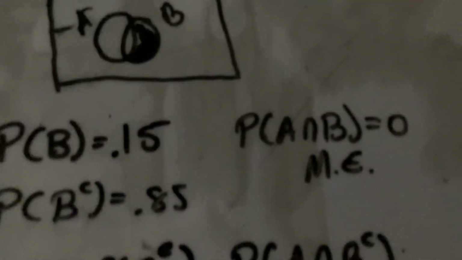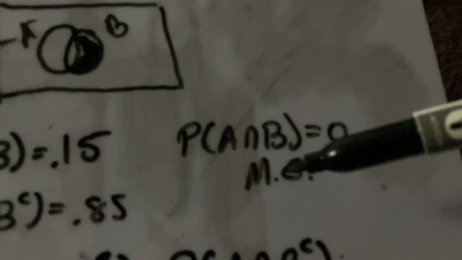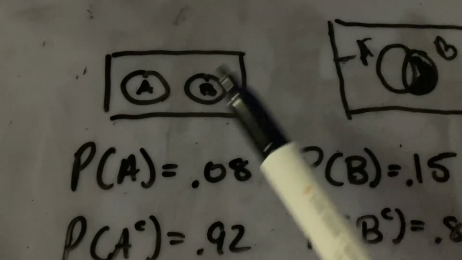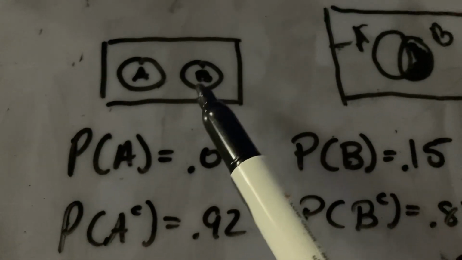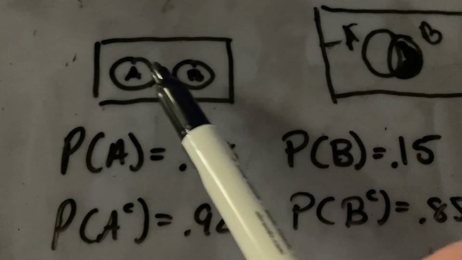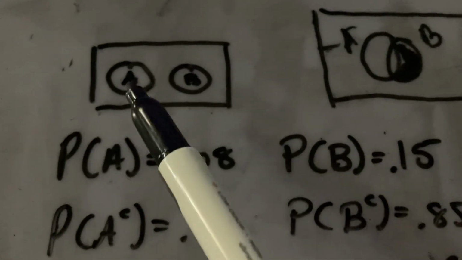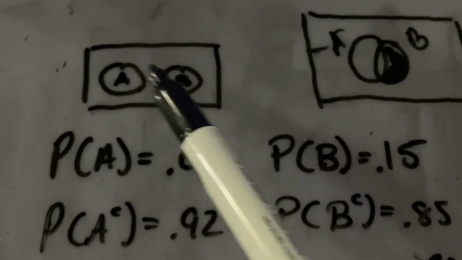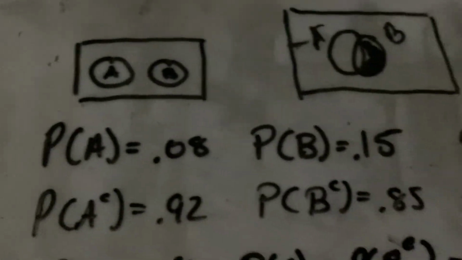And because they're mutually exclusive, ME stands for mutually exclusive, there's no overlap, so the probability of the intersection is 0. And so what you have to kind of think about, particularly to deal with this problem, is that B complement is this space out here that's not in B. And so A is all part of B complement, and vice versa. B is part of A complement.